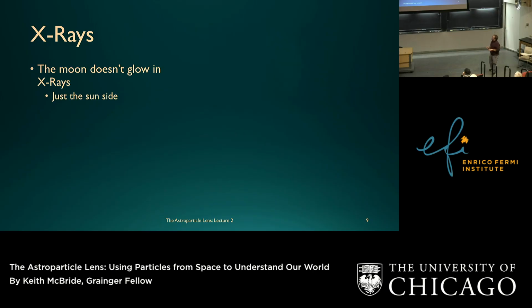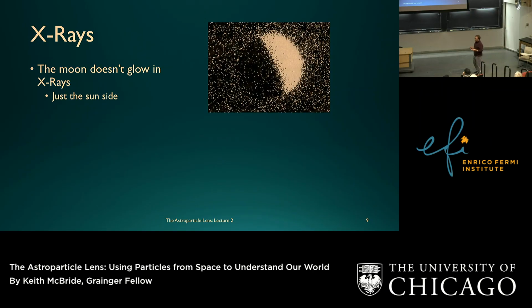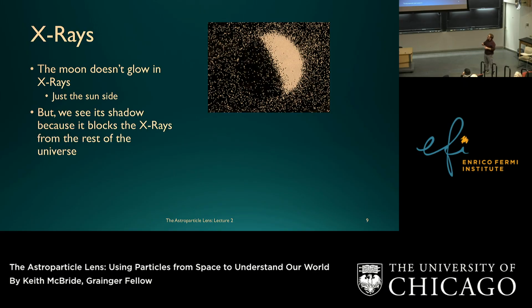In fact, the moon doesn't glow in X-rays. Only half of it did in that photo, because the side that was shining with the sun was providing the X-rays, and the moon's surface is actually reflecting them off the surface, and that's why we're able to see them.